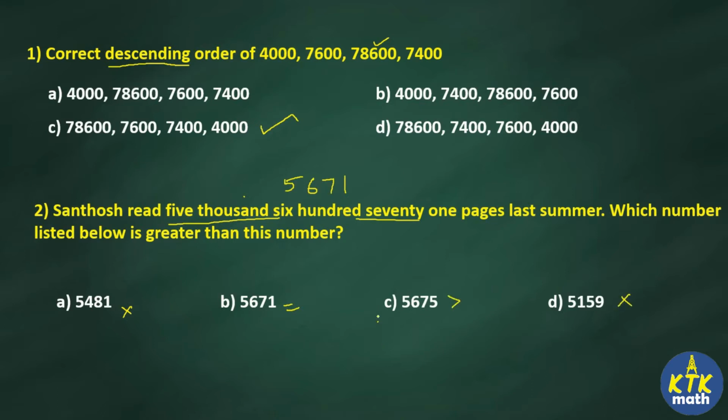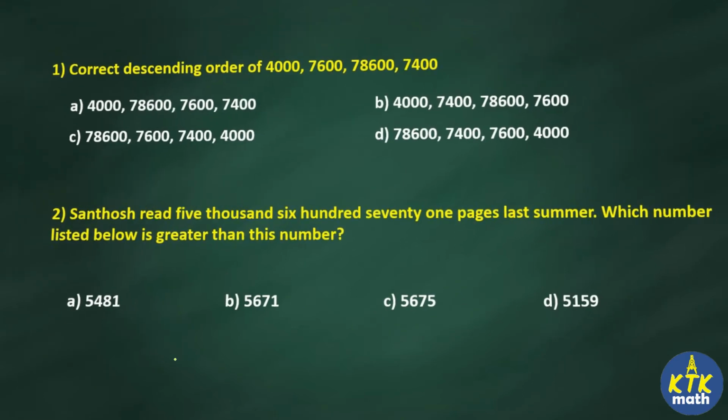So second question also, your answer is option C. 5675 is greater than the number which is given in words. Okay, so indirectly they are asking, that is one number given in terms of words, and you are identifying the greater number. Okay, just underline the key words. They are asking only greater number. Now let us move to the third question.